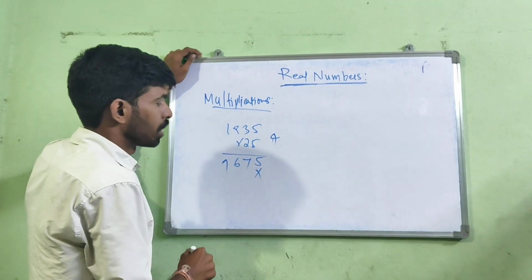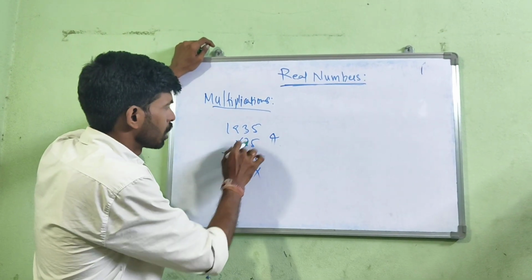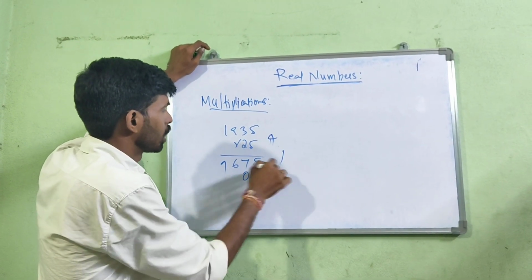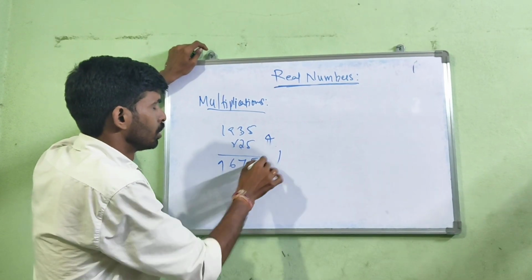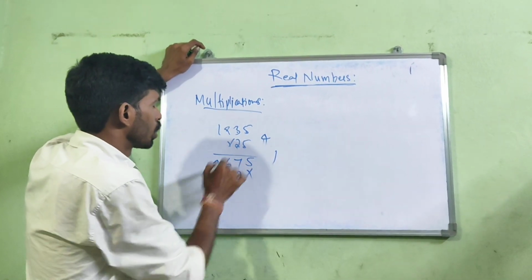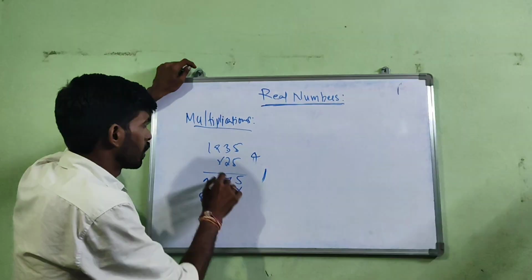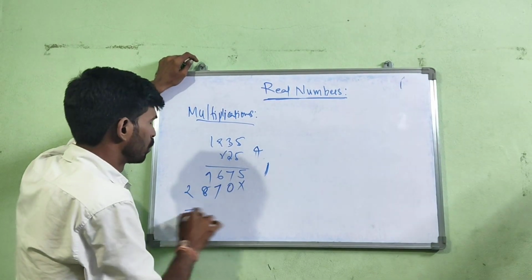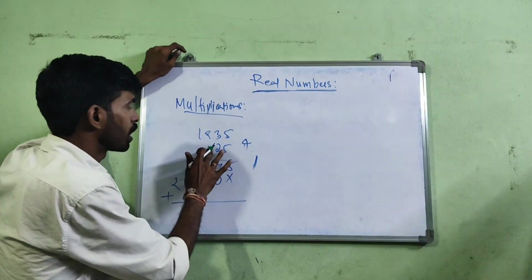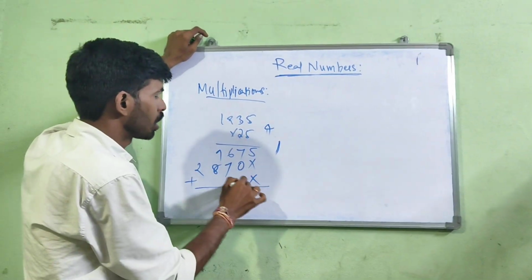Next we need to take 2 into here. Next, 2 5s are 10, 2 3s are 6, plus 1 is 7, 2 9s are 18. Okay, 2 1s are 2. Then we need to add. If you have another number here, you need to take one.